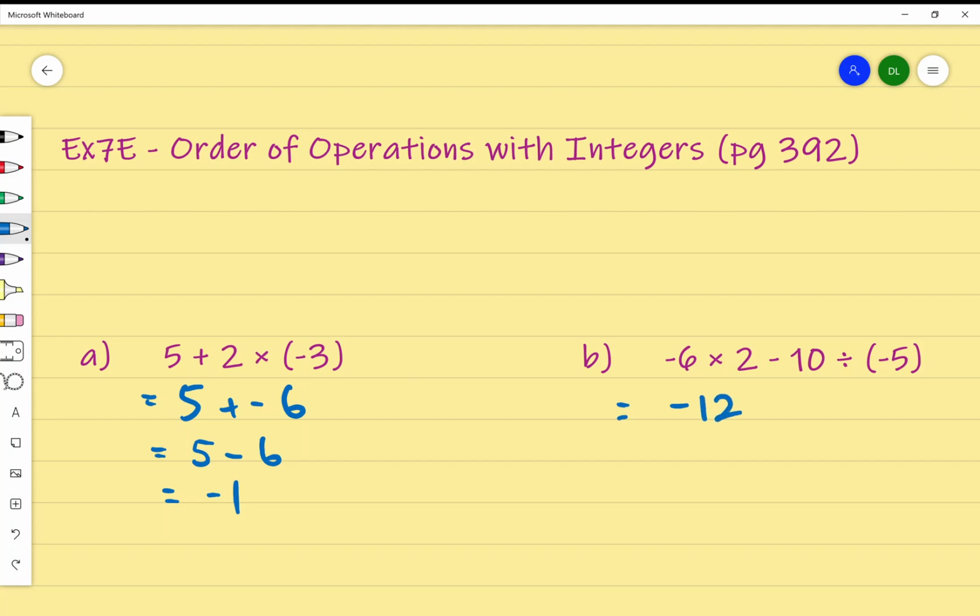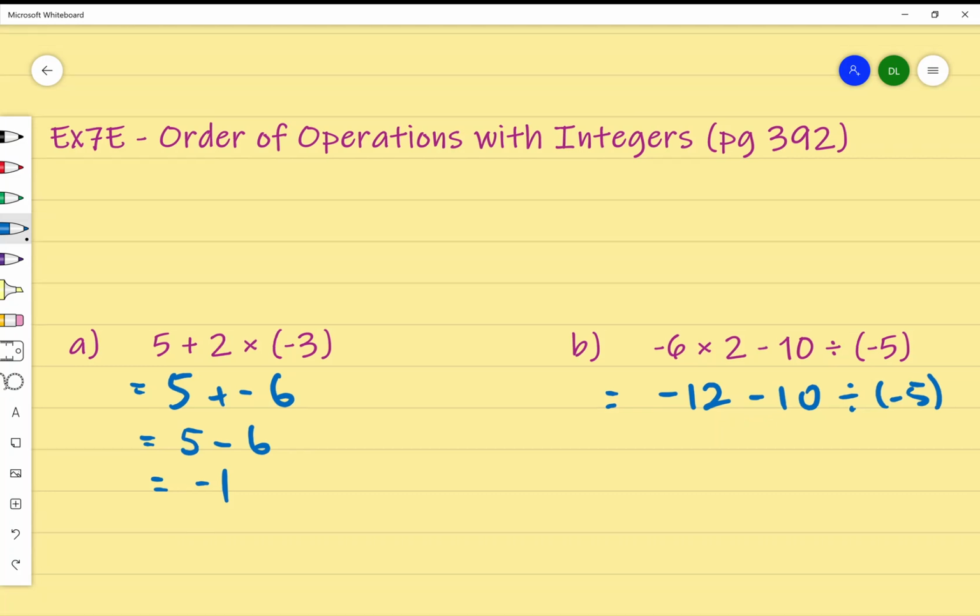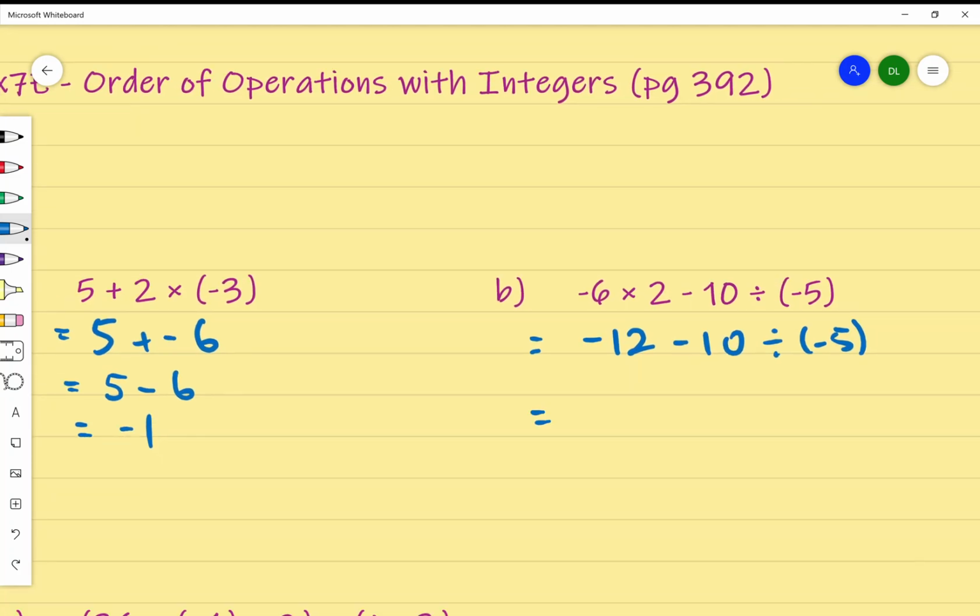Am I done? No. So you also have the division. Yep. I'm going to continue writing the rest of it. So minus 10 divided by negative 5. Do I do the subtraction or the division next, Taylor? Good. I do the division. So I'm going to write, what's negative 10 divided by negative 5? Taylor?